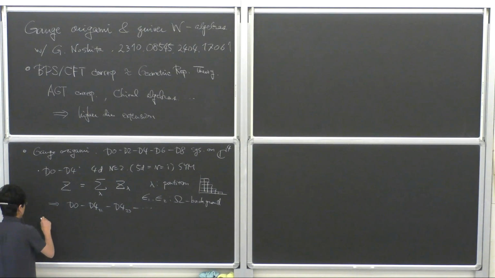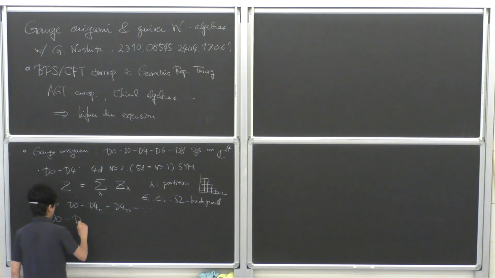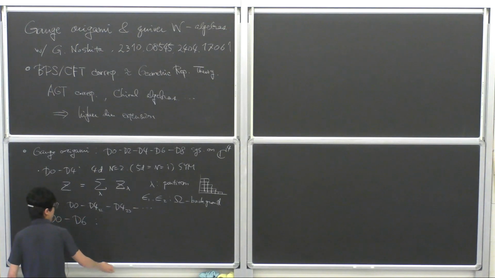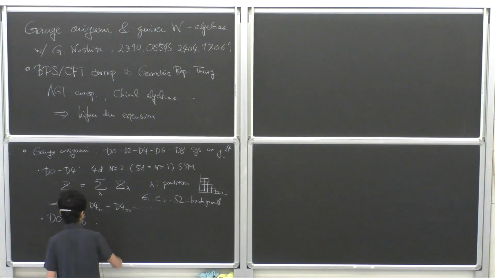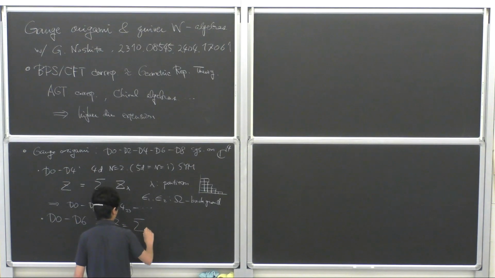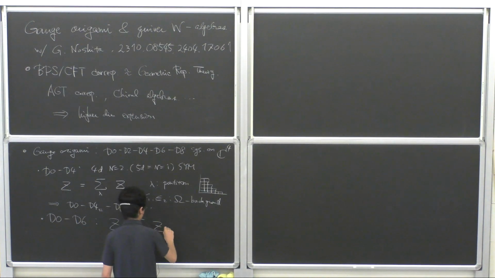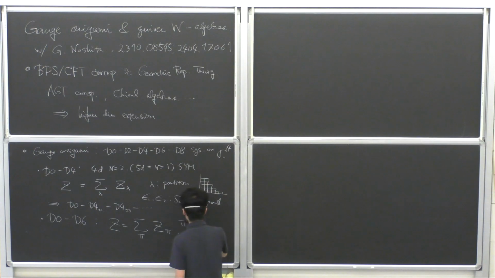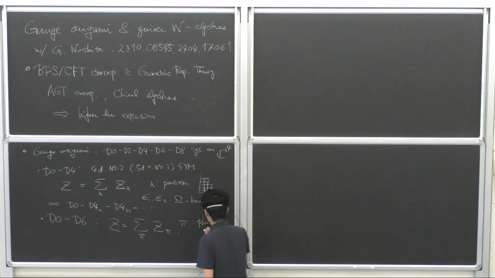Okay, then the next example is the D0, D6 system. And we can similarly have this. The difference here is that now this pi is a plane partition. A plane partition is a 3D generalization of a partition above.